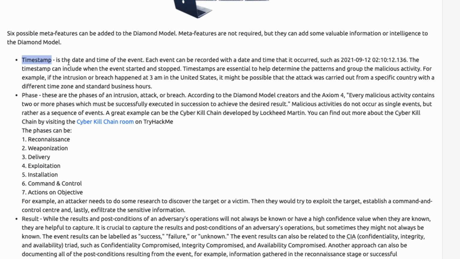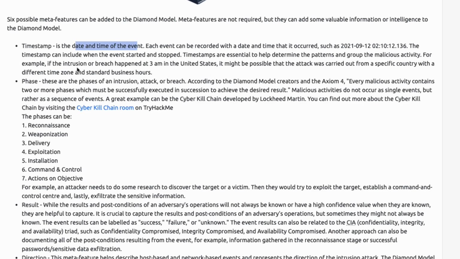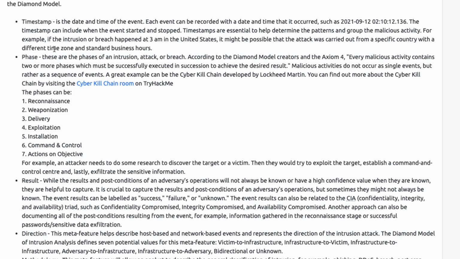So the timestamp is the date and time of the event. Each event can be recorded with a date and time, and the timestamp can include when the event started and stopped. They're essential to help determine the patterns and group the malicious activity together. For example, it could be the intrusion or breach that happened at 3 a.m. in the United States, and it might be possible that the attack was carried out from a specific country with a different time zone, or I guess they could be awake at 3 a.m. in the United States, whatever.